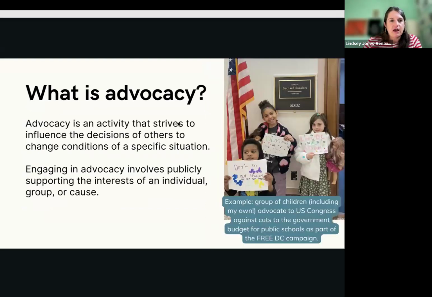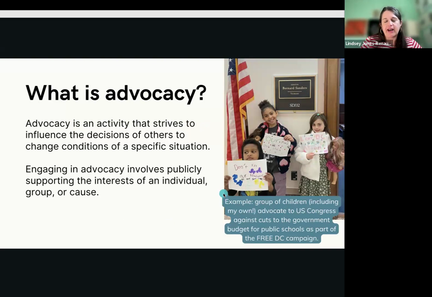So let's get started. What is advocacy? At its basis, advocacy is any activity that strives to influence the decisions of others to change conditions of a specific situation. Engaging in advocacy involves publicly supporting the interest of an individual, a group, or a cause. So advocacy is a pretty broad term, and there's a lot of things that can fall under this.